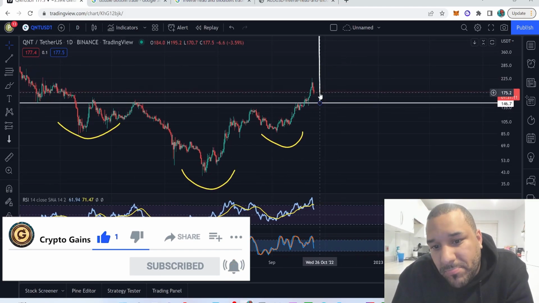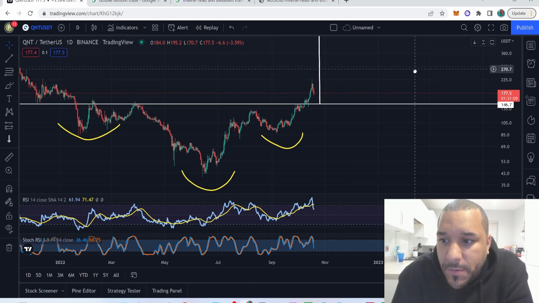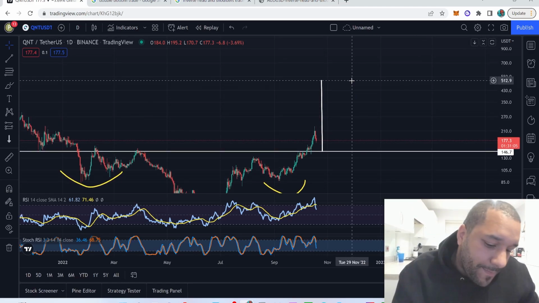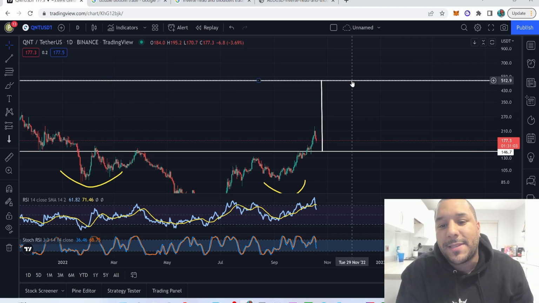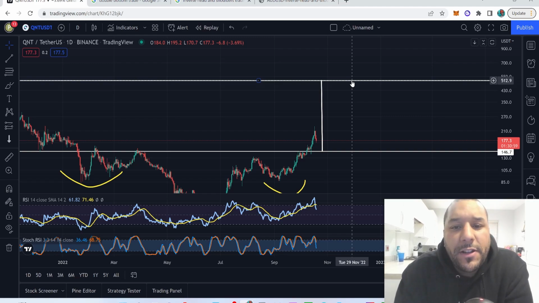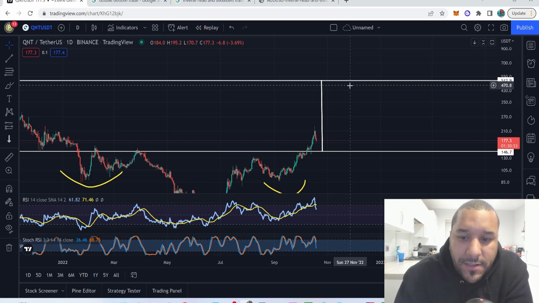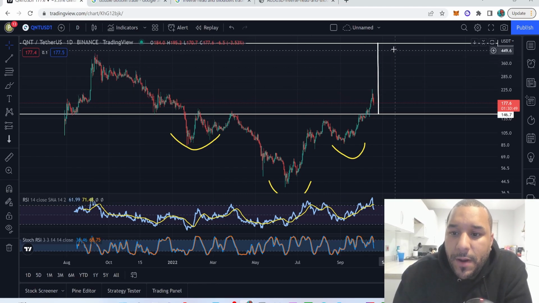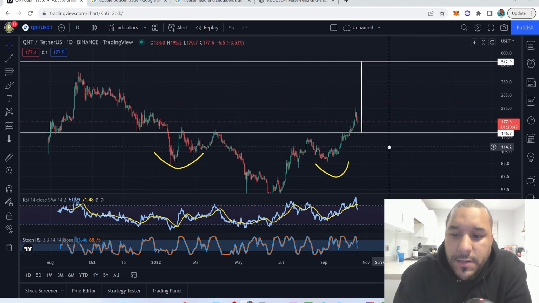Let's have a look. It'll probably take a few weeks. Let's zoom this down. You could probably see a price of quant at, if this was to play out, $512. In the next coming weeks or months, should this play out, this pattern, you could see quant hit a brand new all-time high and go up to $512.